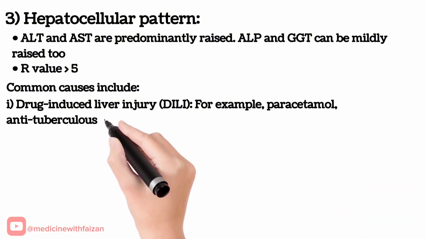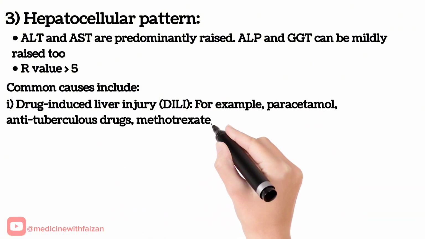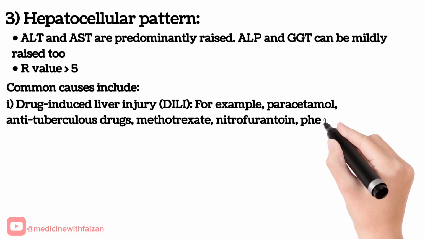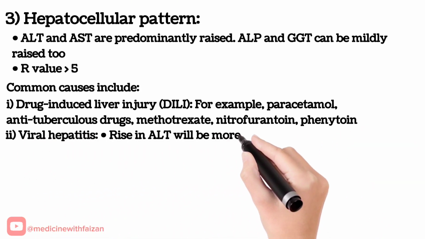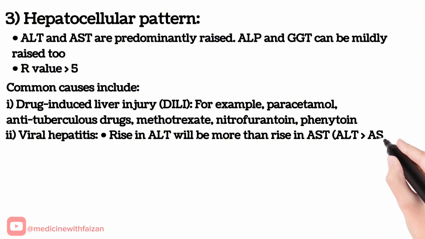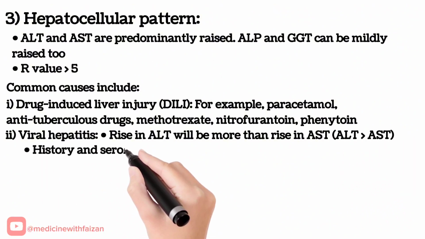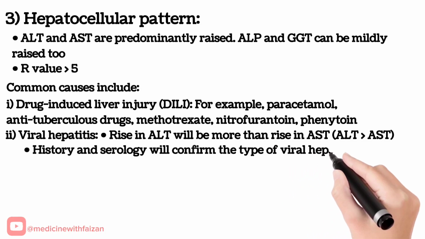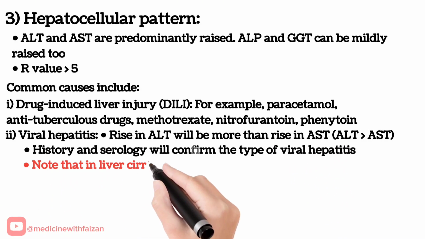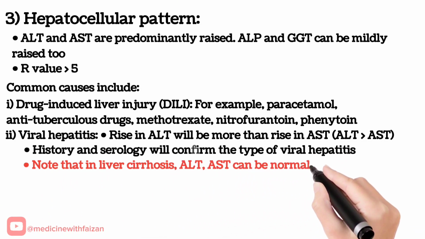Other drugs that can cause hepatocellular injury include antituberculous drugs, methotrexate, nitrofurantoin, and phenytoin. Viral hepatitis can also cause hepatocellular injury, and in viral hepatitis, the elevation in ALT will be more than the elevation in AST. History and serology will confirm the type of viral hepatitis. Remember that in liver cirrhosis, ALT and AST can be normal.